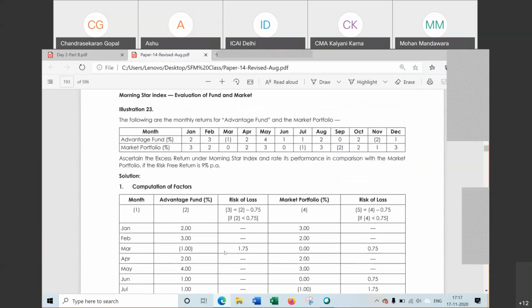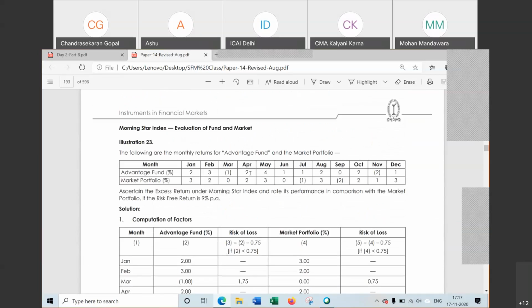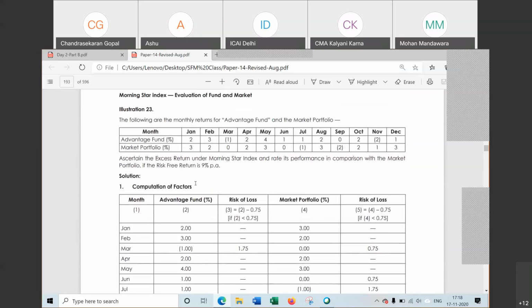Question number 23. There are monthly returns for the average fund and market portfolio. Ascertain the excess return under the Morningstar index and rate its performance compared to the market portfolio. Risk-free return is given as 9%. The fund return and market portfolio return are given. We have to find if there is any excess return under this investment.